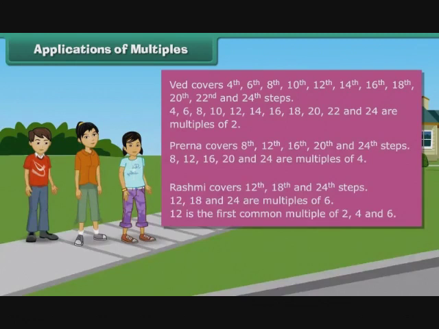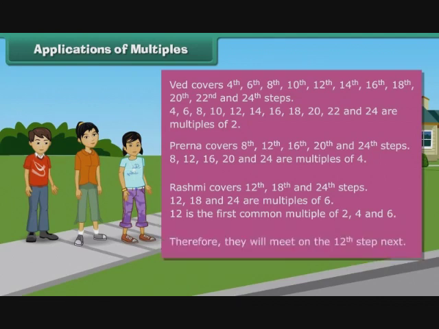12 is the first common multiple of 2, 4 and 6. Therefore, they will meet on the 12th step.